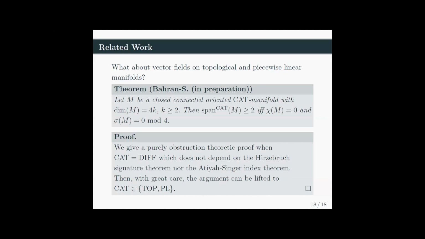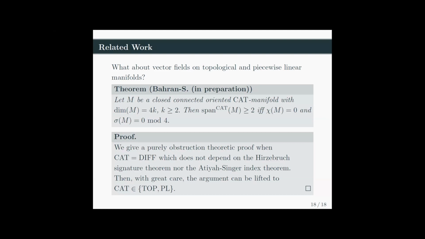And we have 98.75% of a proof of this result here. So M is a closed, connected, oriented cat manifold whose dimension is 0 mod 4. And we're just dealing with high-dimensional manifolds here. Then you have a cat 2-field if and only if the Euler characteristic vanishes and the signature vanishes mod 4.